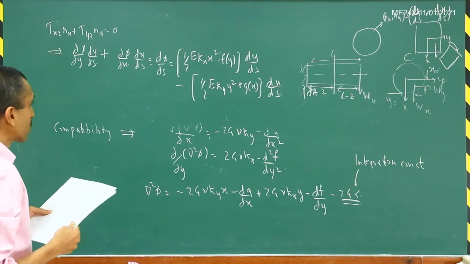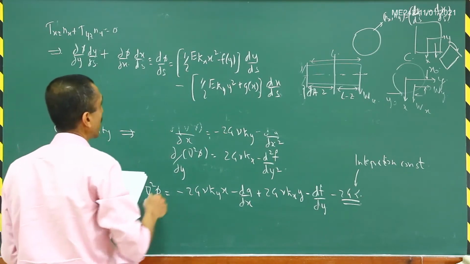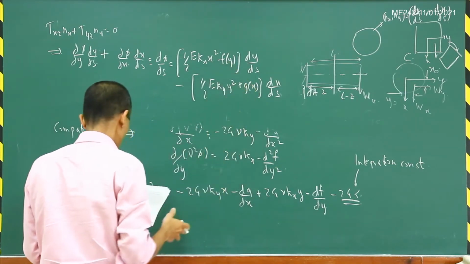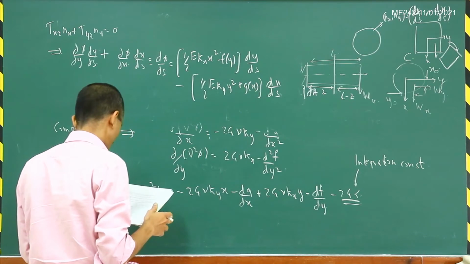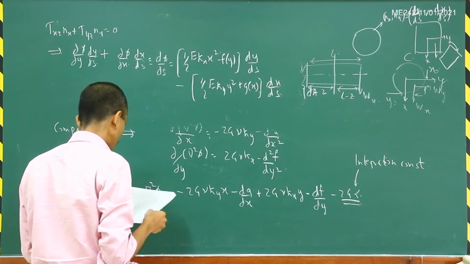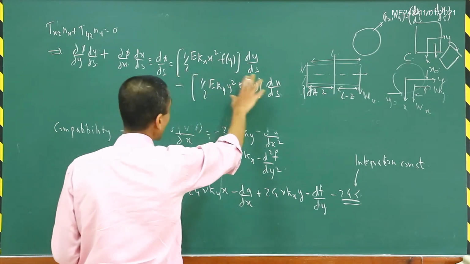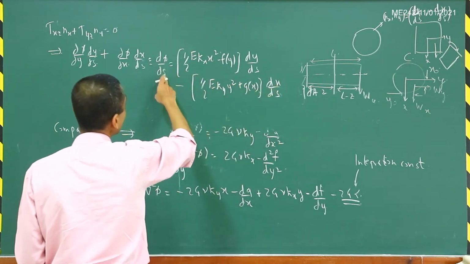The idea is that we will choose these functions f of y and g of x in such a manner that it will simplify the boundary conditions here. But at this particular stage, you can see that phi is a function of s.